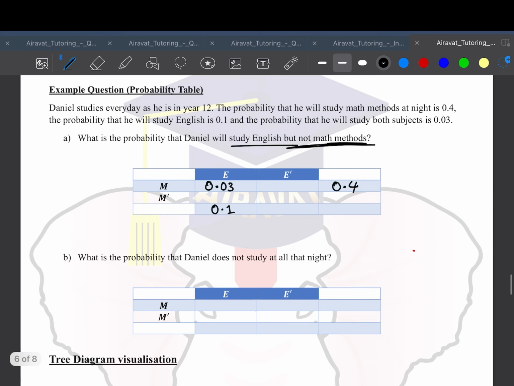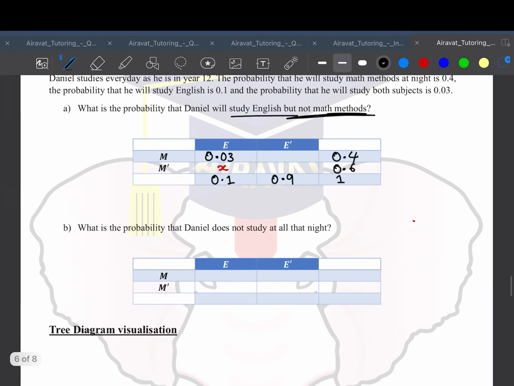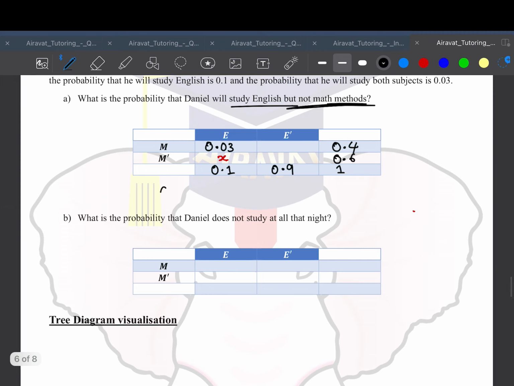So study English, yep, so this block, but not math methods, and they intersect right over here, so I'm going to call this one X. Okay. Now what other value do we know in this Karnaugh map? Well, we know that all of this adds up to 1, so this will be 0.6 and this would be 0.9. Alright, but I believe this is the only information we need, so we can say that 0.03 plus X equals 0.1 and X equals 0.07. So this is the probability that Daniel will study English but not math methods, and that would be 0.07.